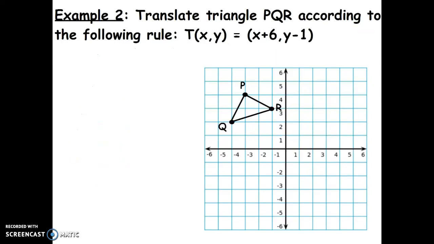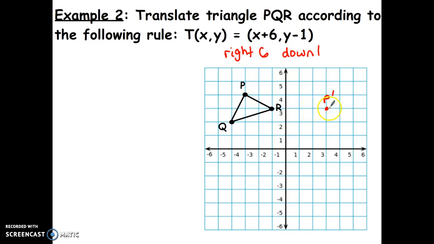Example 2. Translate triangle PQR according to the following rule. So we have to take a look at this rule and be able to identify what this means. So if we're adding 6 to an X value, that means that we're going to be going right 6. And if we're subtracting 1 from a Y value, that means we're going down 1. So we're going to take each point on this figure and we're going to move it to the right 6 and down 1. 1, 2, 3, 4, 5, 6, down 1. So that is P prime.